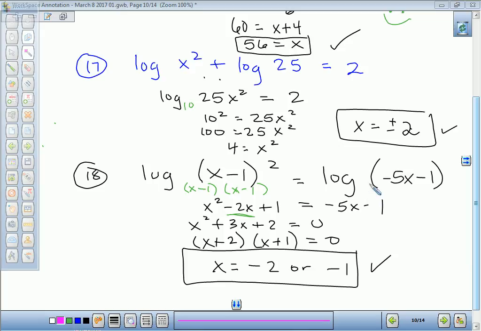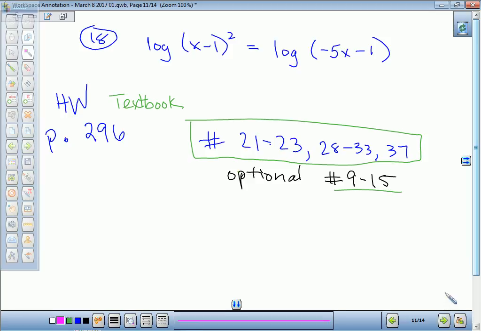Yes, Brock? Sure. Alright, so that is it for today, folks. Your homework is out of the textbook. It's on page 296. It's the part that's boxed in green. Now, I put some optional problems. I'm not checking those, but if you feel you need additional help or additional practice, you can try those.